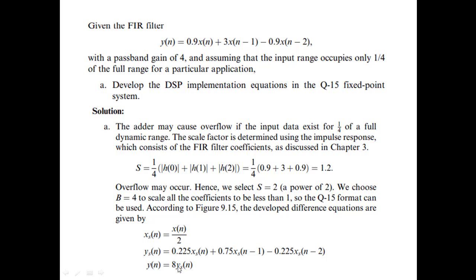Now the question is, how did we get this 0.225, 0.75 and minus 0.225? This is because of the scaling factor of capital B, which is equal to 4. So all the filter coefficients have to be scaled by a factor of capital B. So 0.9 divided by 4 is 0.225, 3 divided by 4 is 0.75, and minus 0.9 divided by 4 is minus 0.225.